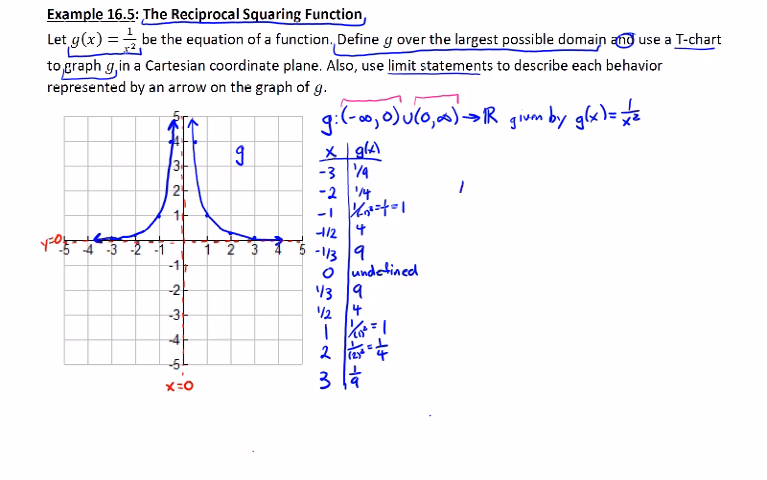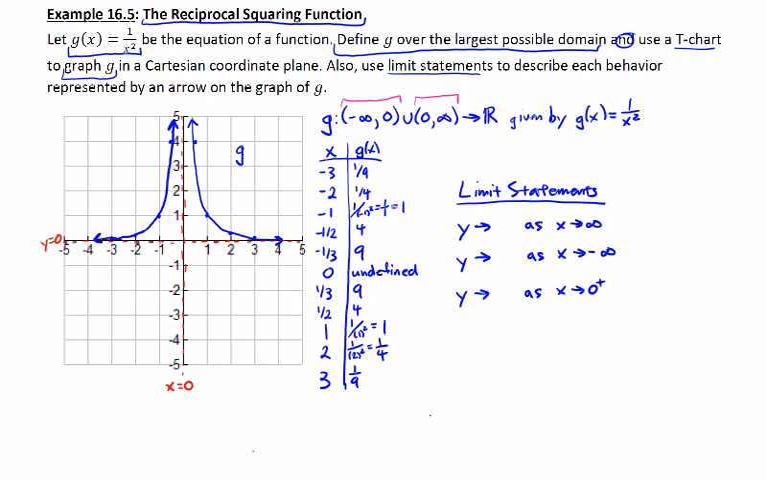As far as the limit statements are concerned, there are still 4 limit statements. Y approaches something as x approaches infinity. Y approaches something as x approaches negative infinity. Y approaches something as x approaches 0 from the right. And y approaches something as x approaches 0 from the left.